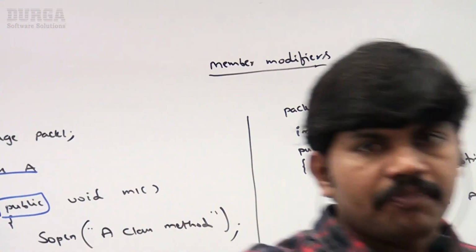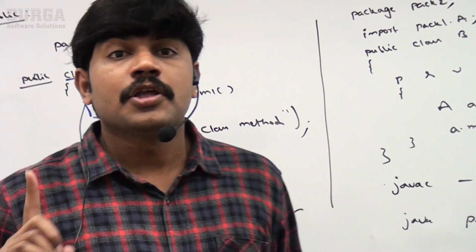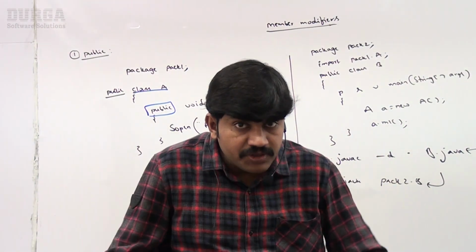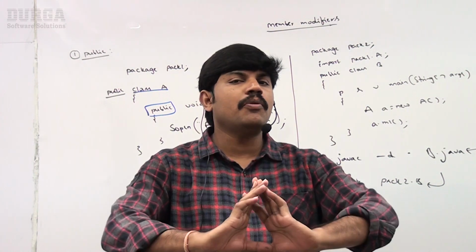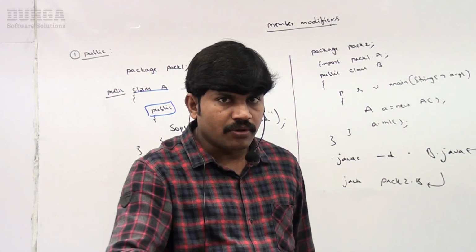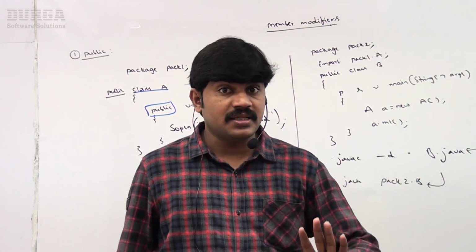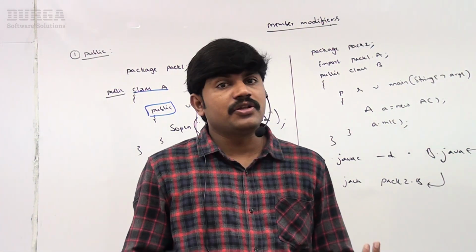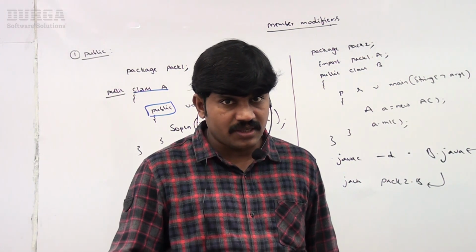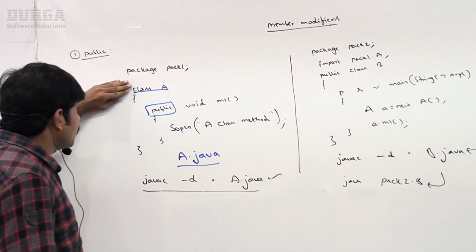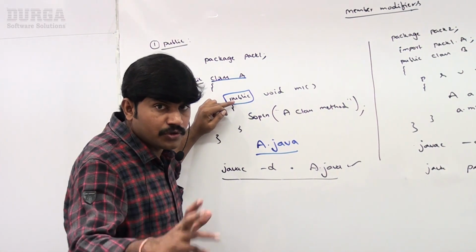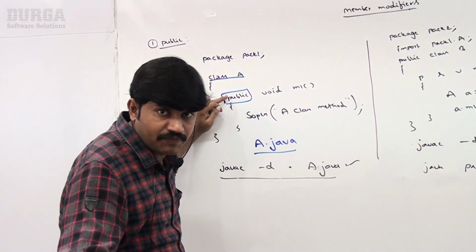So if a member is declared as public, we can access that member either within the package or outside the package, no problem at all. But make sure the corresponding class should be accessible. If the class is not accessible, even though the member is public, there is no use at all. Are you able to understand the important twist? If the class is not public, even if the member is public, there is no use at all. Up to this is clear for all of you, right?